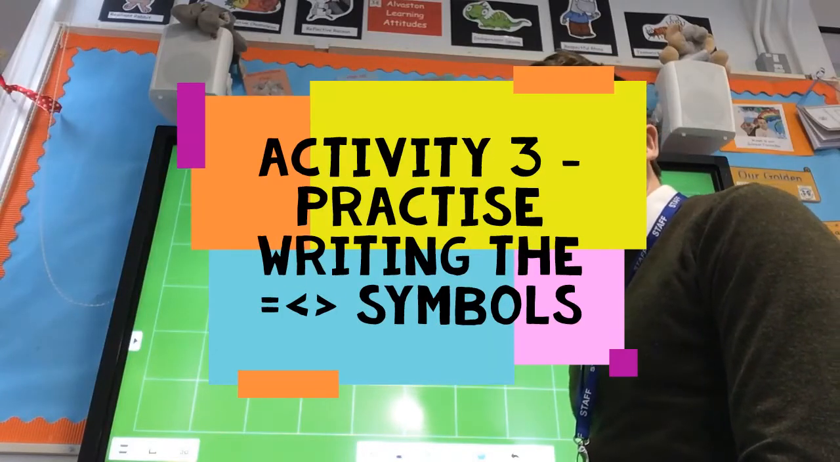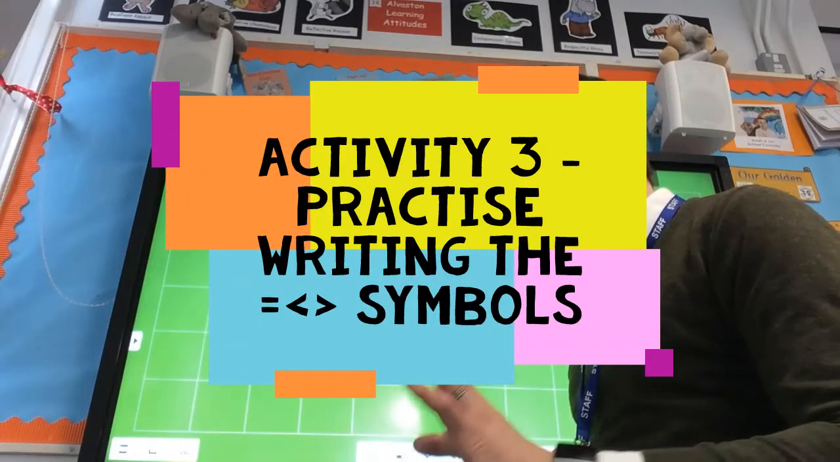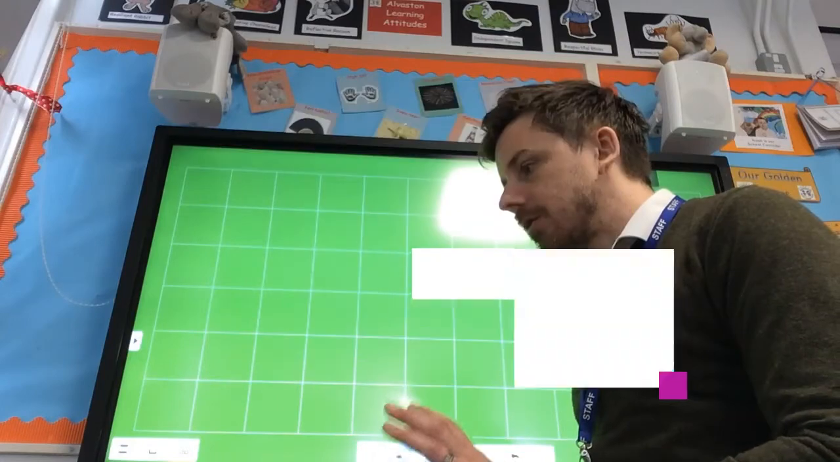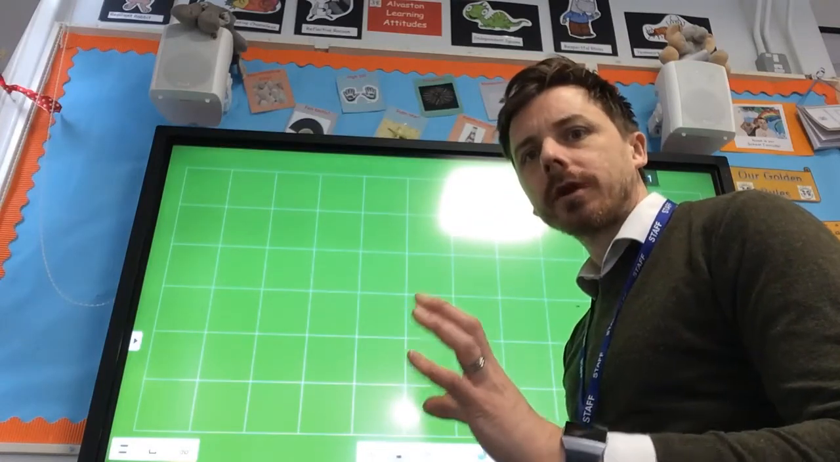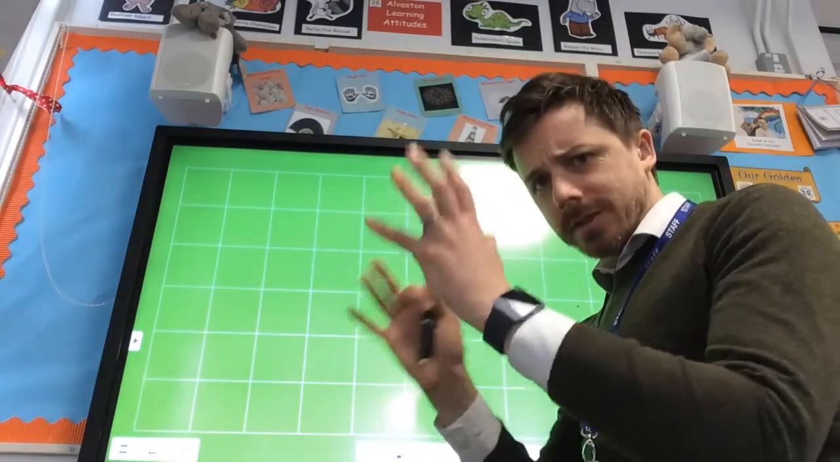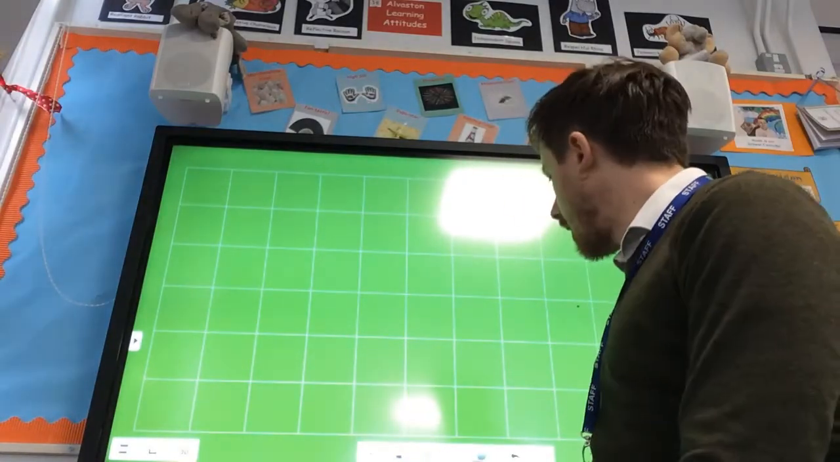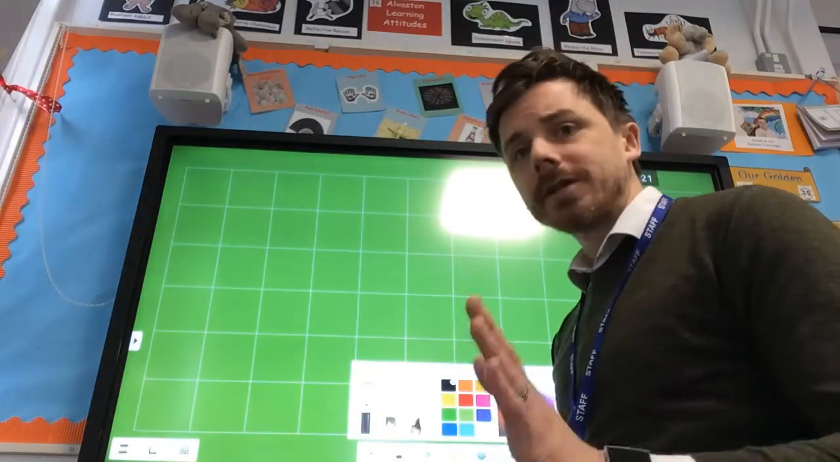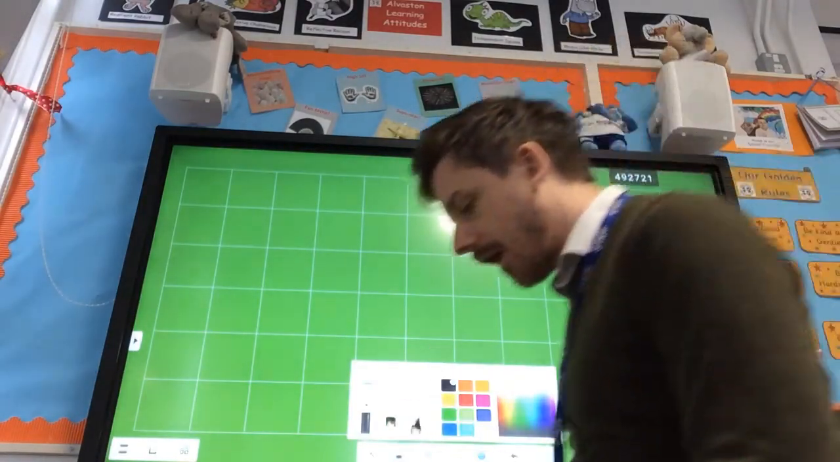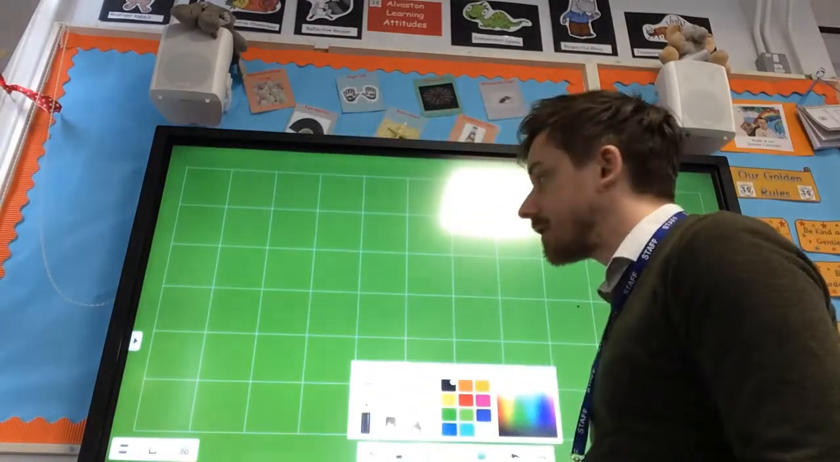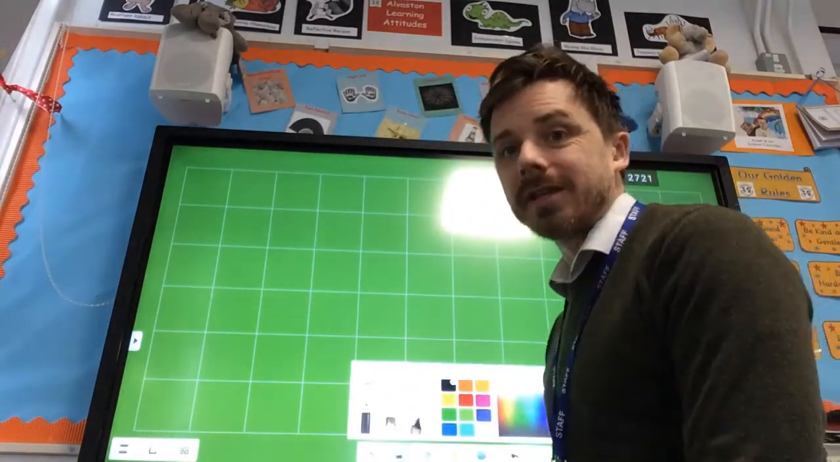A good thing to do with the symbols, both the greater than and less than symbols, is to use square paper, just because we really want to concentrate on the size. We don't want those mouths, those symbols, being too big. Now children sometimes find these a bit tricky, so I'm going to go through how to do this.